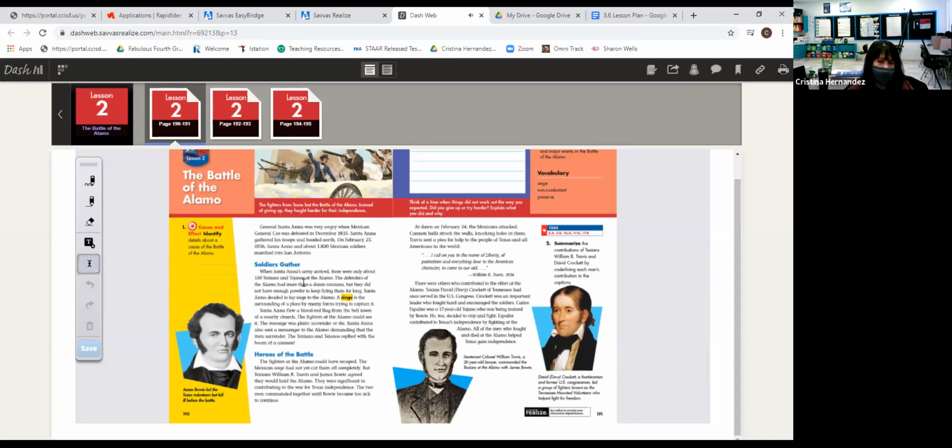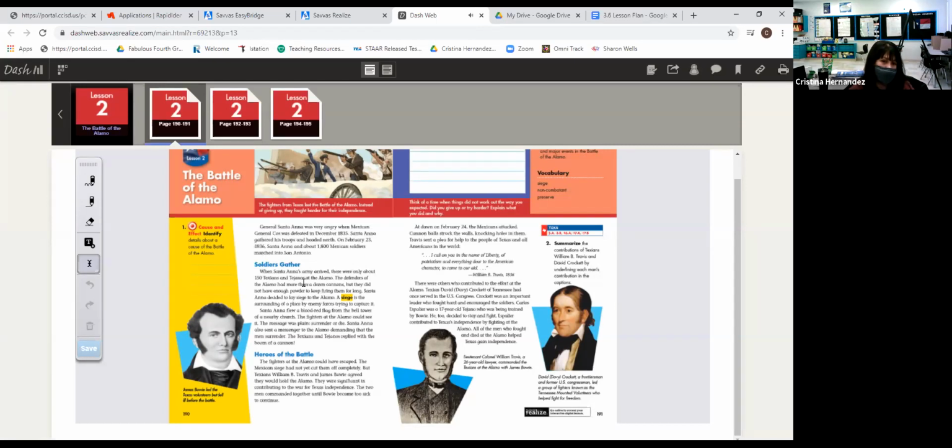Heroes of the battle. The fighters at the Alamo could have escaped. The Mexican siege had not yet cut them off completely, but Texians William B. Travis and James Bowie agreed they would hold the Alamo. They were significant in contributing to the war for Texas independence. The two men commanded together until Bowie became too sick to continue.